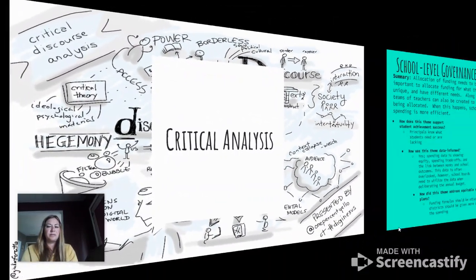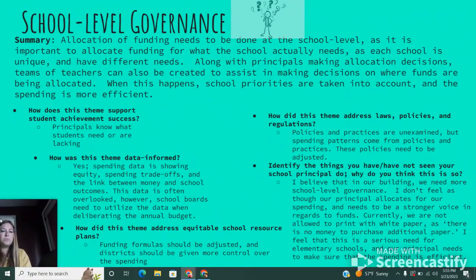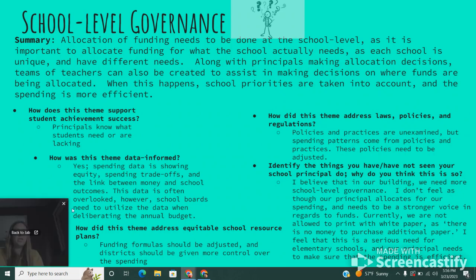Critical analysis. School level governance, the summary for this: allocation of funding needs to be done at the school level, as it is important to allocate funding for what the school actually needs, as each school is unique and has different needs. Along with principals making allocation decisions, teams of teachers can also be created to assist in making decisions on where the funds are being allocated. When this happens, school priorities are taken into account and the spending is more efficient.